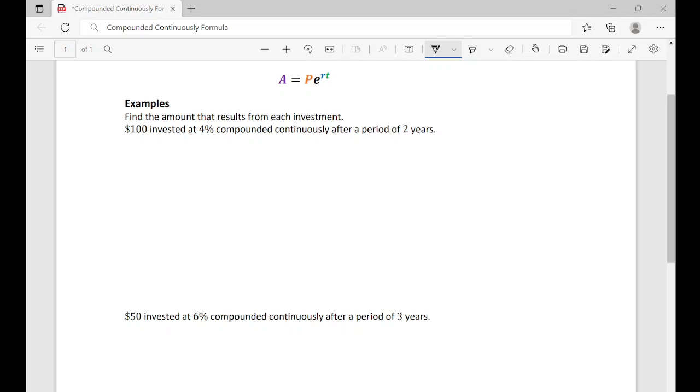So let's start off with what we know. $100 invested at 4% compounded continuously after a period of 2 years. So we know we have a principal amount, an initial amount of $100 compounded at a rate of 4% that we cannot use as a percent. We have to convert it to a decimal, so we must convert 4% to a decimal by dividing it by 100. So we're going to get 0.04, and the period of time is 2 years.